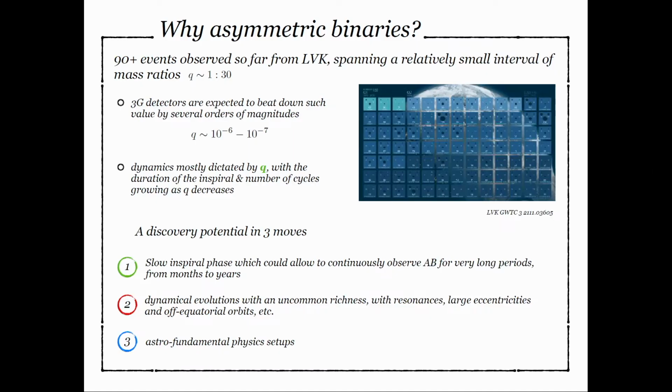And then, unlike the sources that we have observed so far, they have a very rich dynamical evolution with eccentric, non-equatorial orbits, and they feature resonances. So there is a lot of variability, which in turn pushes parameter estimation into a real good inference scenario. And then, because they evolve in astrophysical setups which are extremely rich in terms of signatures and scientific astrophysical cases.